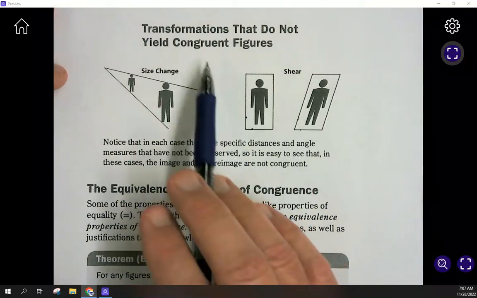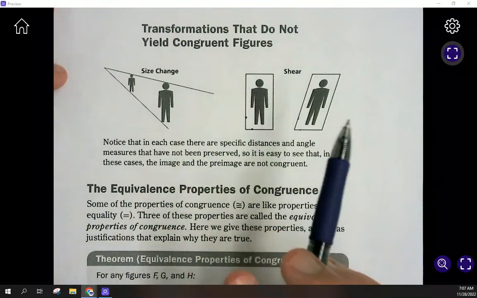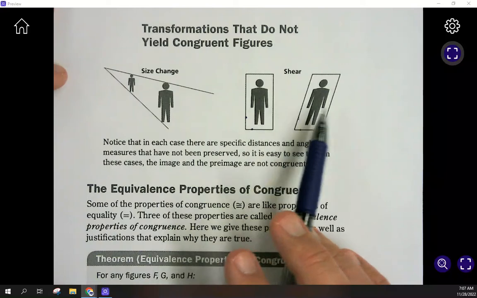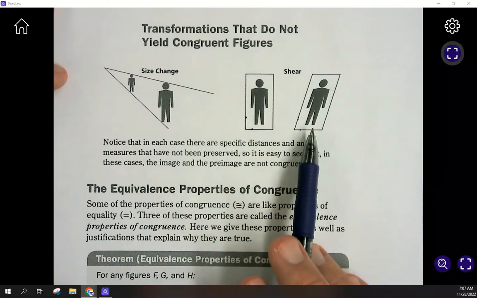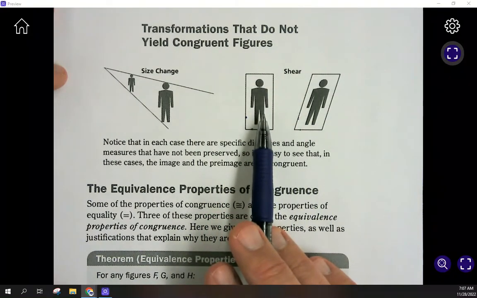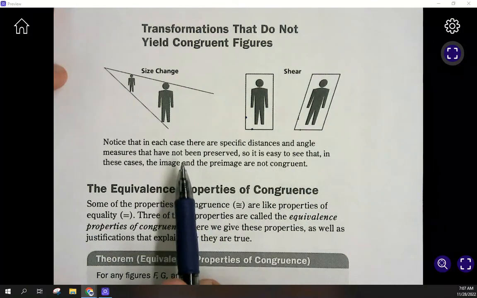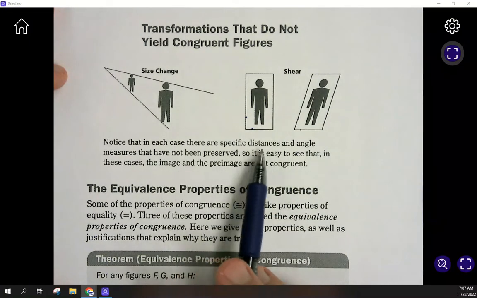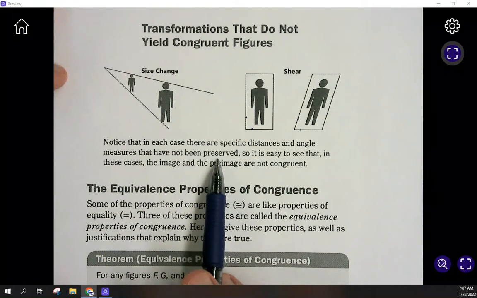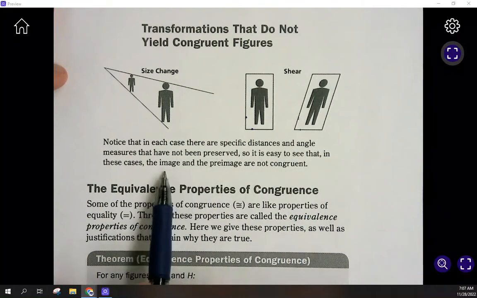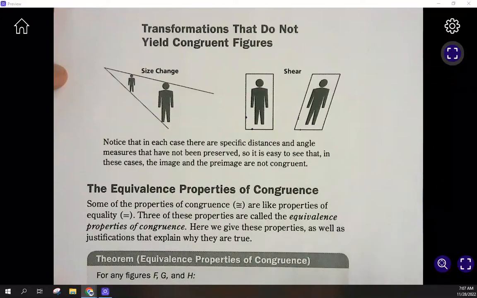We haven't really talked about those, but those are not congruent figures. Okay, you have to be able to take one and put it on top of the other and they would match up, even if you have to flip it. But here, that's not going to happen. They are different. So notice there are specific distances and angle measures that have not been preserved. Pretty easy to see that. Okay, so these are not congruent.